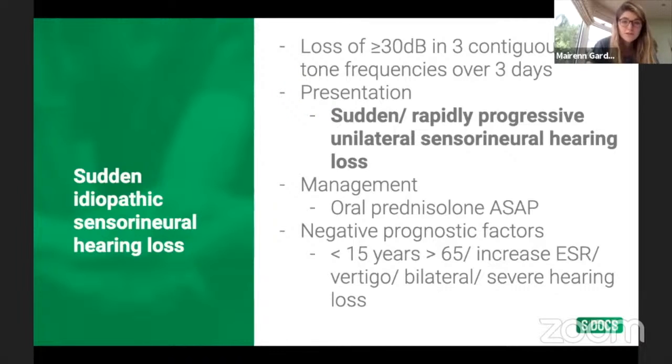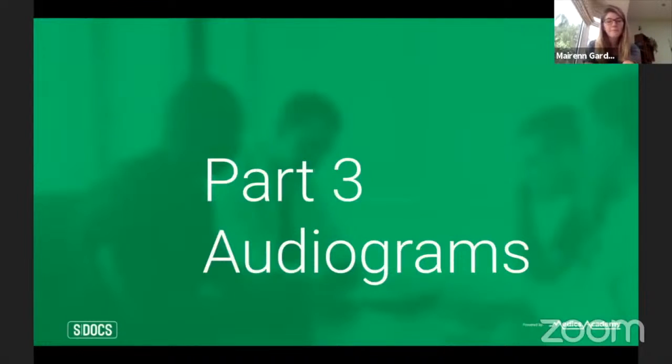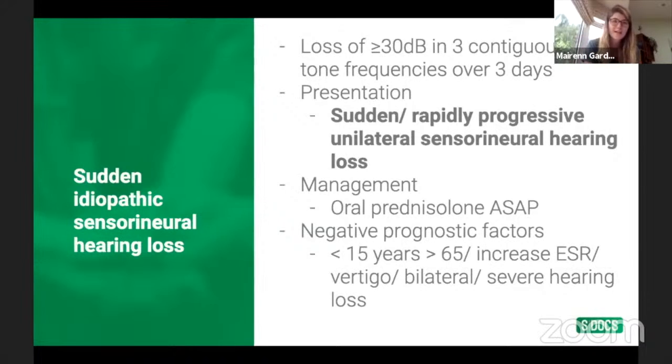Other negative prognostic factors are if the patient is younger than 15 or over 65, if they have an increased ESR, if they present with vertigo, if they do present with bilateral, which is quite a rare presentation, or if when they present, they have severe hearing loss. It's quite difficult to treat these patients after the initial bit, and often if it's not treated properly to begin with, it's likely to continue. Some do spontaneously resolve.